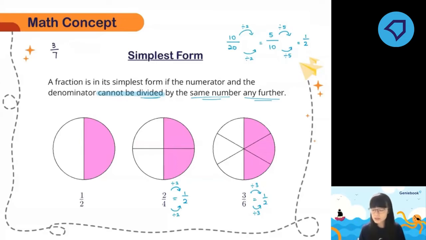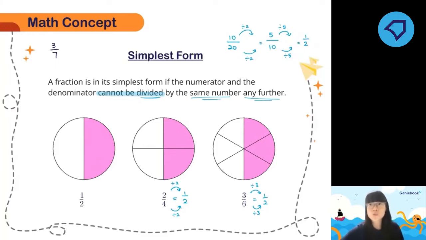This is to tell you that 3 over 6 is actually half. 2 over 4 is actually half. 10 over 20 is actually half. 5 over 10 is also half. We have so many different types of fraction, but ultimately, it's still half of the figure that is being shaded. So how do you know that? You have to find the simplest form.